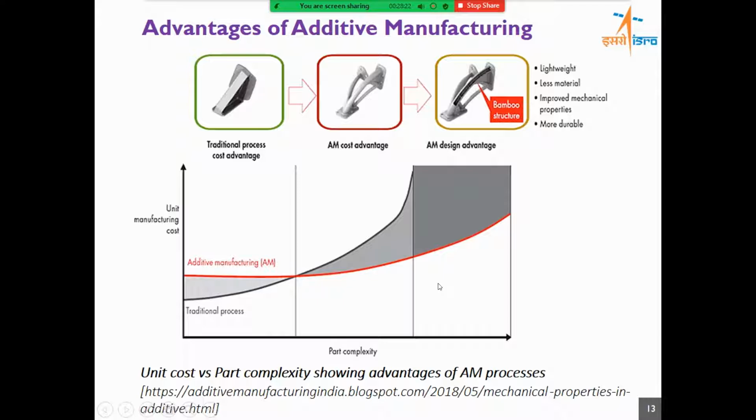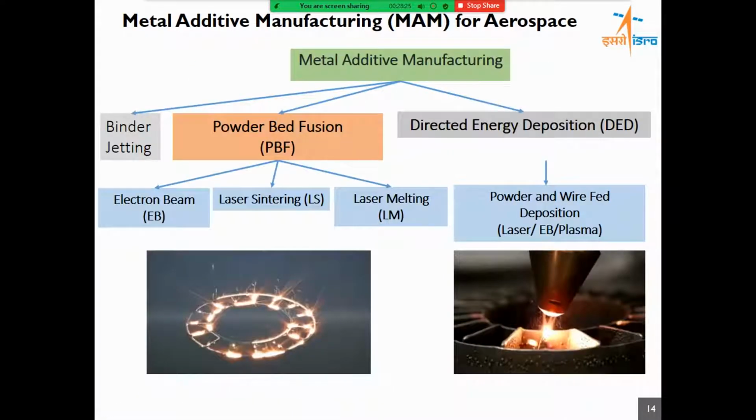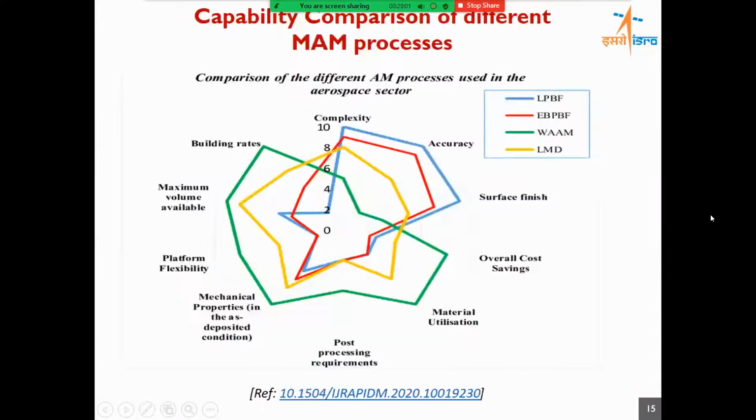So coming to metal additive manufacturing for aerospace, as we discussed earlier, it is mainly powder bed fusion and directed energy deposition. In case of powder bed fusion, the variants are the electron beam powder bed fusion technology, then we have laser sintering and also laser melting technology. And in case of directed energy deposition, the heat is produced either by a laser beam or an electron beam or a plasma arc. So here again, the feedstock is either powder or wire. So using these feedstocks and the heating sources, we can make the 3D printed parts. So these are the two main variants.